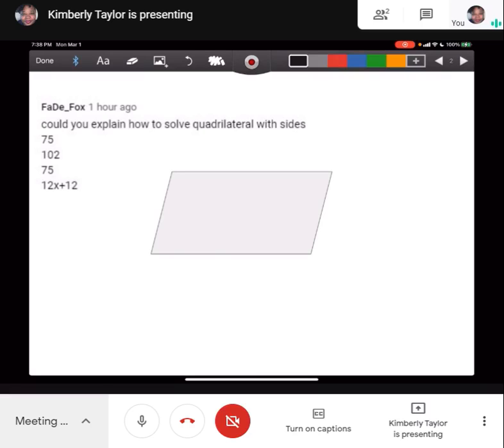If it is a parallelogram, one of the characteristics of a parallelogram is that the opposite sides are congruent and parallel. So, I'm going to say that this side here is 75, this side is 75, this side is 102, and this side is 12x plus 12. Now, if this is a parallelogram, then I'm doing it like this. Those are the markings for parallelogram or congruent sides.